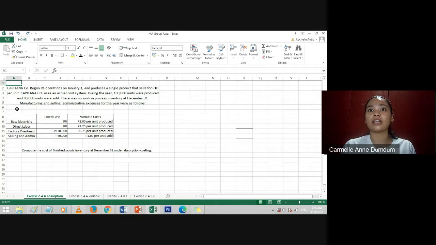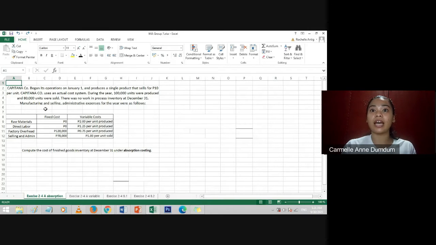Capitana uses an actual cost system. During the year, 100,000 units were produced and 80,000 units were sold. There was no work in process inventory at December 31. Manufacturing and selling administrative expenses for the year were as follows. So here we have the table which gives the expenses for manufacturing and selling and administrative expenses.